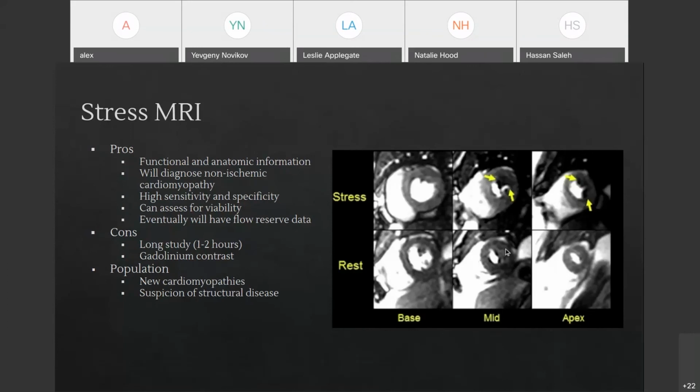So what we've got here is essentially the same thing that you see in the other imaging modalities. Stress is on top, rest is on the bottom. This is the short axis of the heart. We're going apex, mid, and base here. And you can see at the apex at rest, the myocardium is relatively white. That's the gadolinium perfusing in normally.